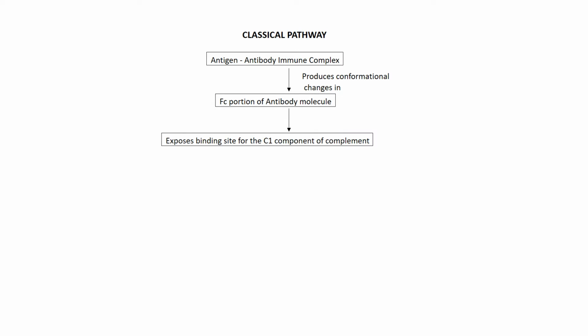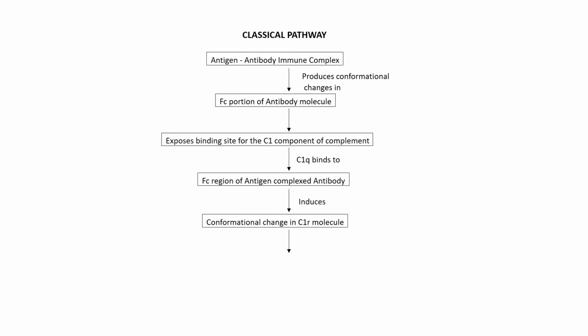In the classical pathway, the antigen-antibody immune complex, thus formed, produces conformational changes in the Fc portion of the antibody molecule. This exposes the binding site for the C1 component of the complement. The C1q then binds to the Fc region of the antigen-complexed antibody, which induces a conformational change in the C1r molecule. That C1r molecule then converts into a serine protease that activates the C1s molecule.